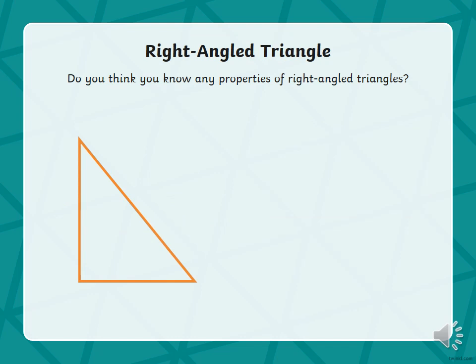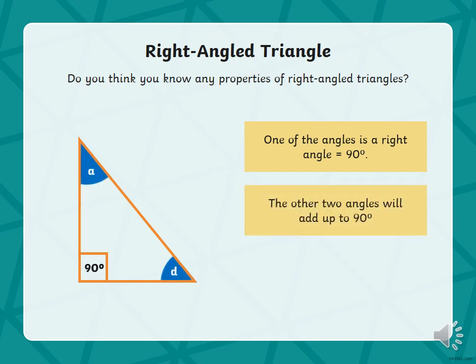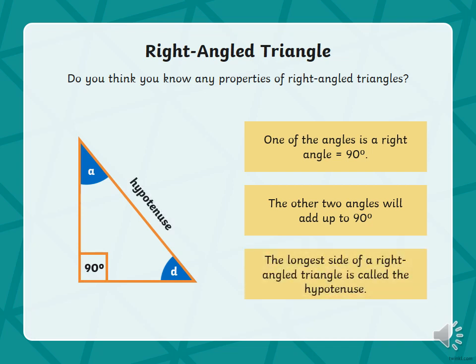Do you think you know any properties of a right angle triangle? I want you to pause the video for a minute or so, have a look at this triangle and see if you know its properties. One of the angles is a right angle. The other two angles will add up to 90 degrees. The longest side of a right angle triangle is called the hypotenuse.